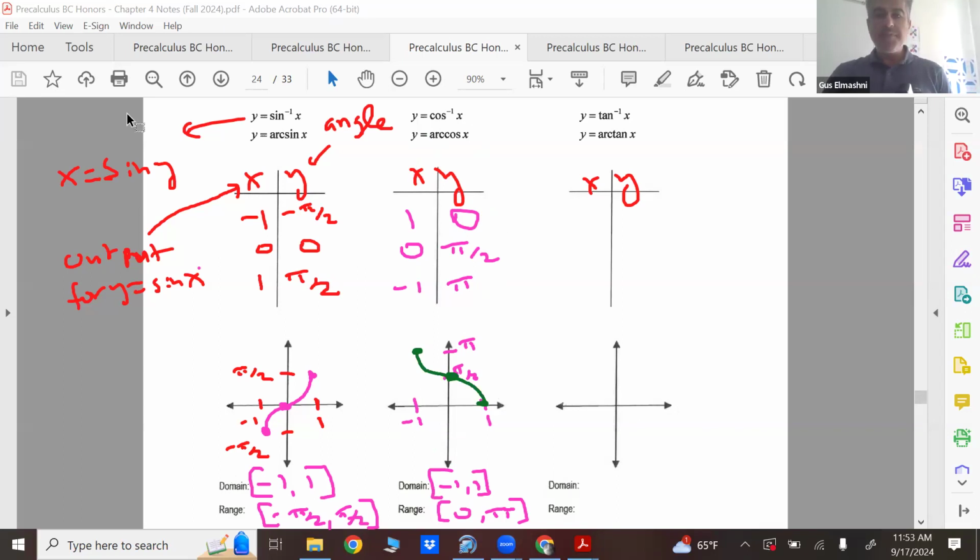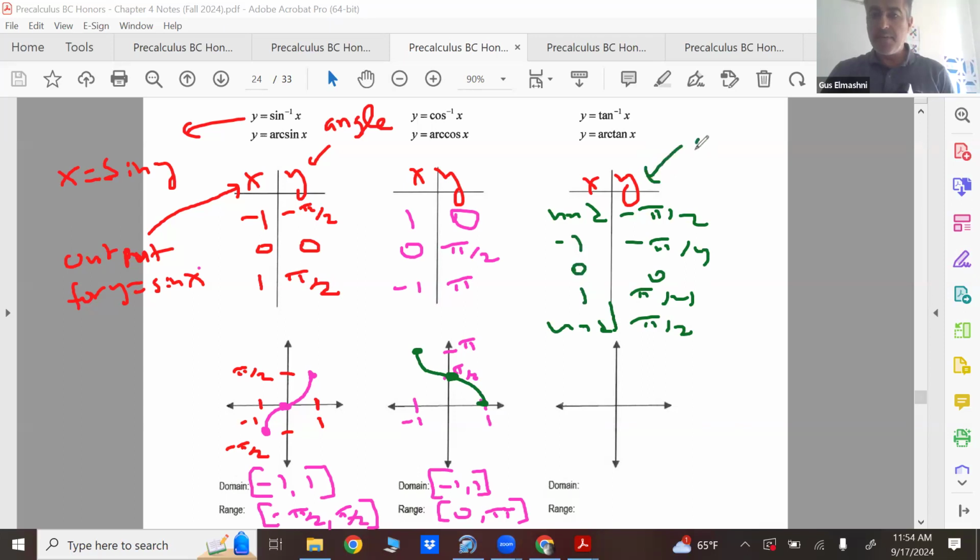And then lastly, for inverse tan, I'm gonna look at negative pi over 2, even though I know it's undefined. I'm also gonna look at negative pi over 4, 0, pi over 4, and pi over 2. So clearly it's undefined there and there because I can't do tangent of pi over 2 or negative pi over 2. But I know that's gonna be negative 1, 0, and 1. Remember, this is the angle where everything switches, because you're saying x equals tan y.